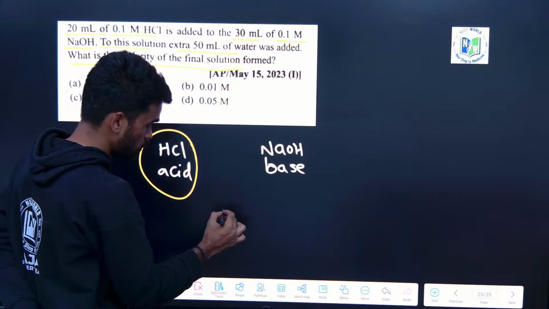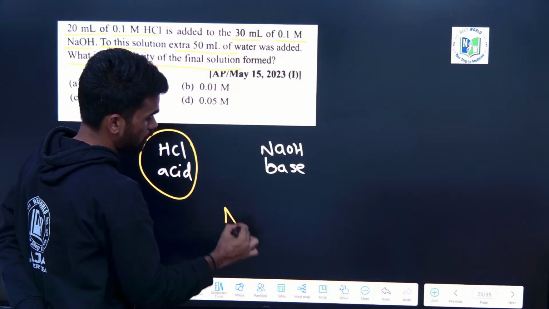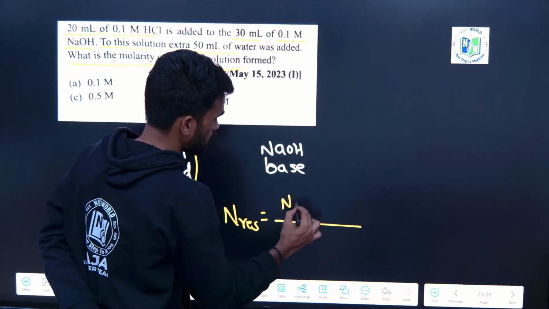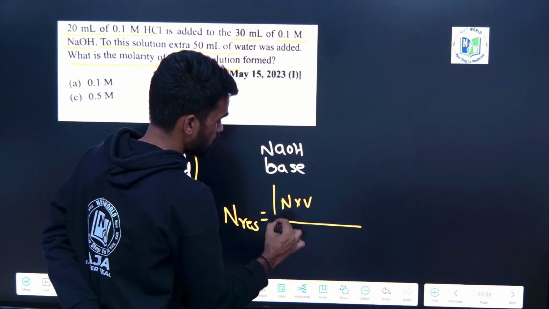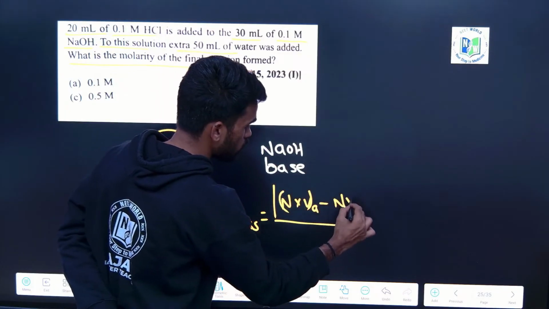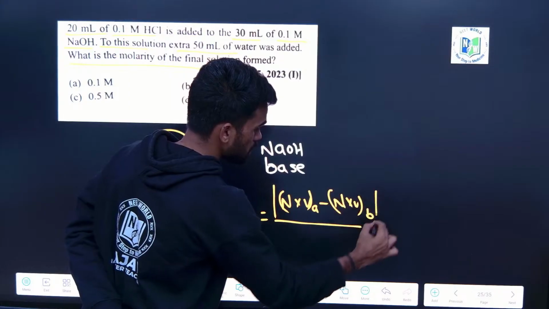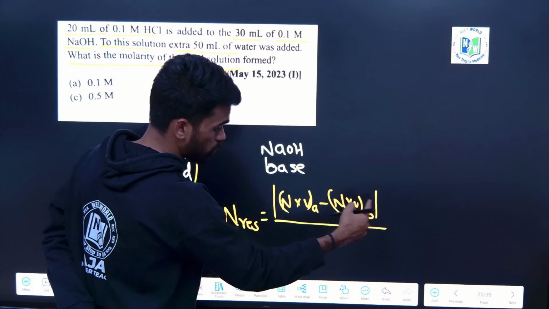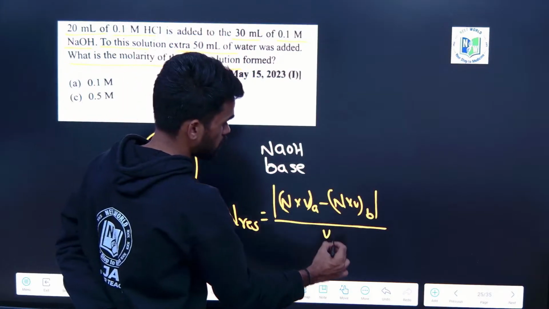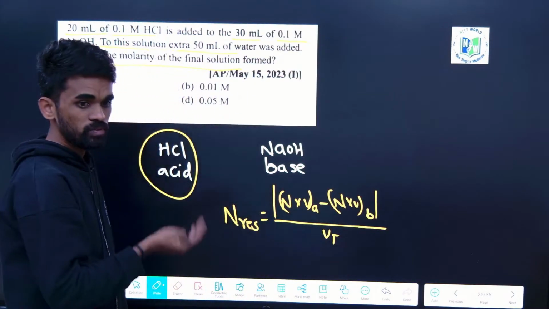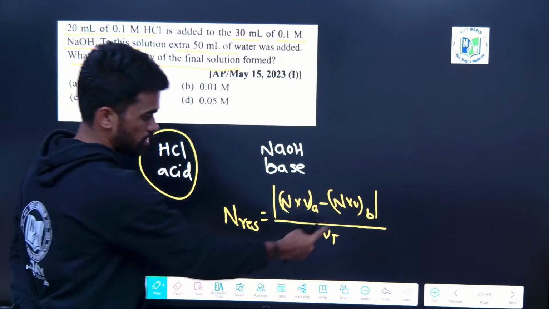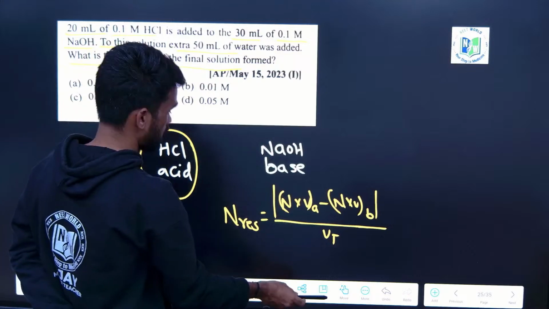See here, what you need to use is N resultant equals N into V of acid minus N into V of base, with mod, I am putting here. Why I am putting mod, I will tell you. So total volume is how much? V total includes V acid, V base, and if any water is also added, consider it here. So now tell me what I can take.